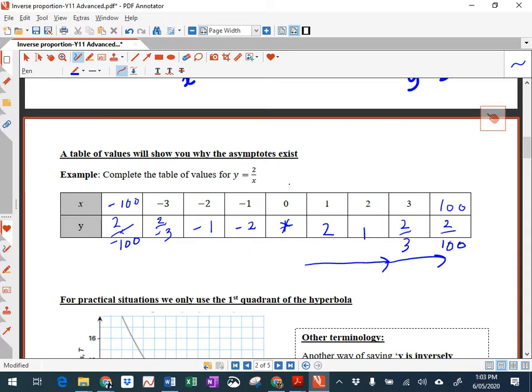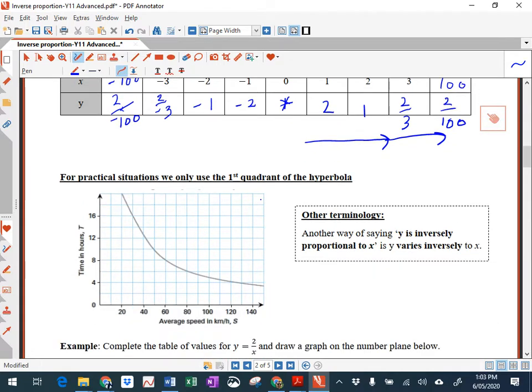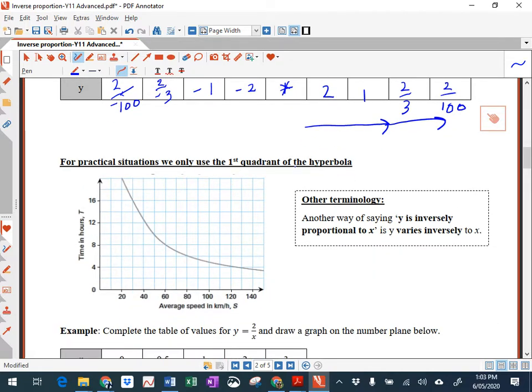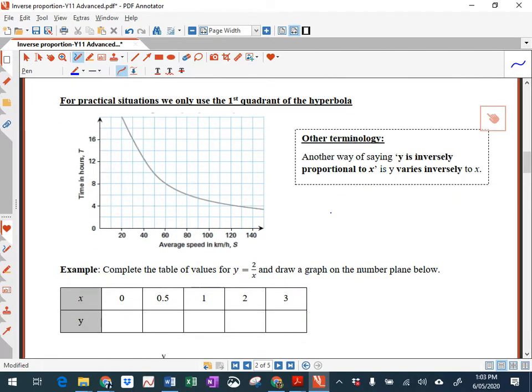Okay, and let's move on to the next bit. All right. Now, for practical situations, we only use the first quadrant of the hyperbola. So you can see here, speed and time, they're positive quantities, which means we really only look at the first quadrant. So if you're looking at a practical situation involving the hyperbola, we just look at the first quadrant. Just some other terminology here. Another way of saying y is inversely proportional to x is we say y varies inversely to x.